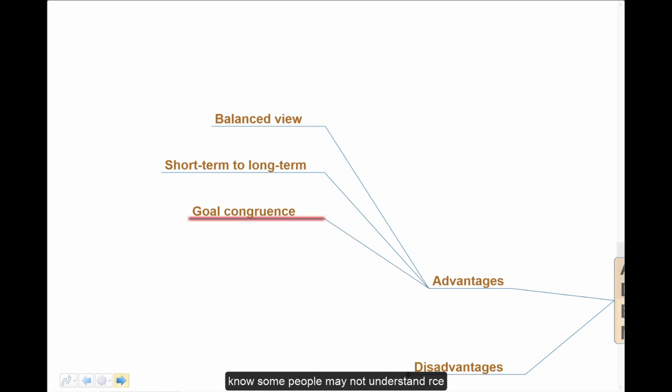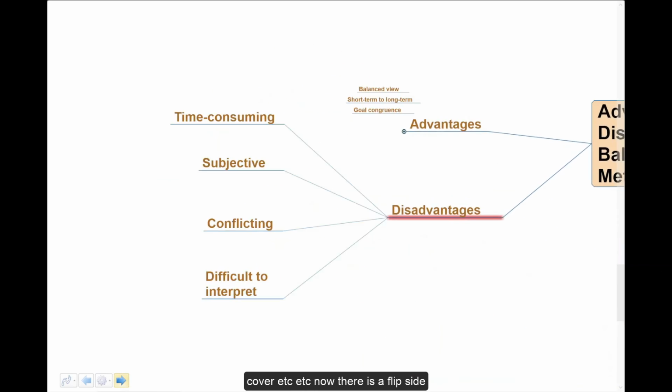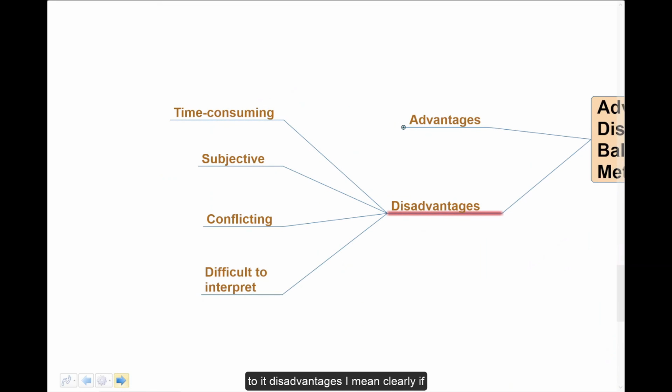Some people may not understand ROCE, they may not understand gearing or interest cover, etc. Now, there is a flip side to it, disadvantages. Clearly, if we're having to come up with measures in other areas, three other areas, it's going to take time and effort on a number of departments' parts. So that's an issue. We need to consider cost v benefit.